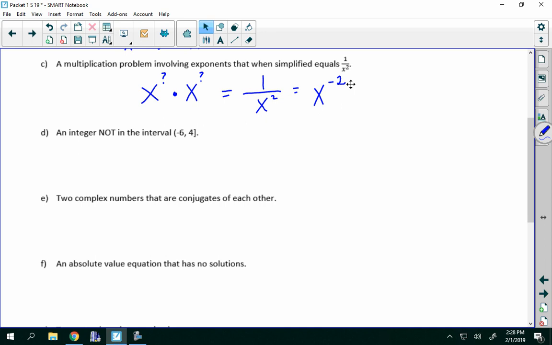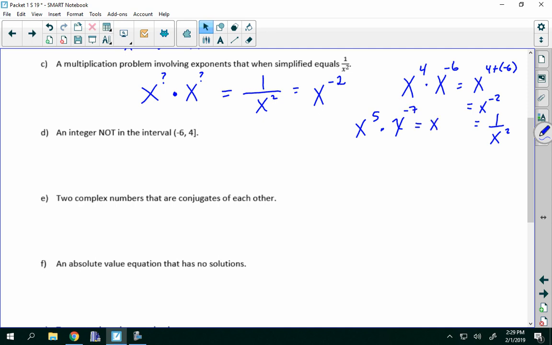We could have a variety of different answers here. We could say x to the 4th times x to the -6. That would give us x to the 4 plus -6, which is x to the -2, which is 1 over x squared. We could do just about anything our little heart desired here, as long as when we add those exponents, we get x to the -2. As you can see, there's a variety of different answers here as well.